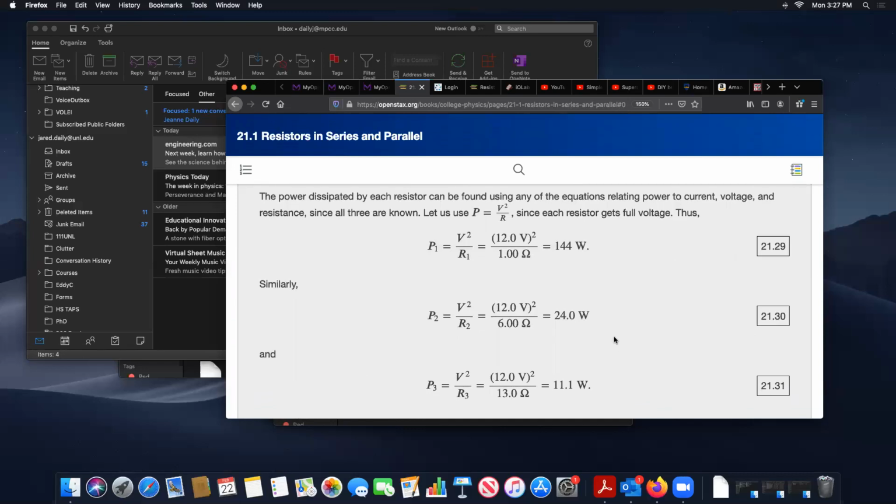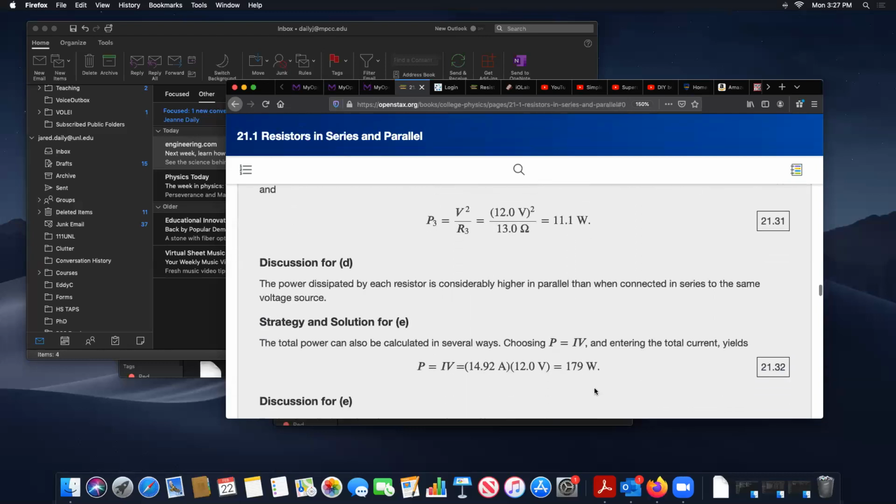You can also calculate the power separately through each resistor by doing the voltage squared divided by the resistor, using V squared over R, one of the power equations. And you find out that most of the power is dissipated through that first resistor, less power is dissipated through the second, and the least amount is dissipated through the third.